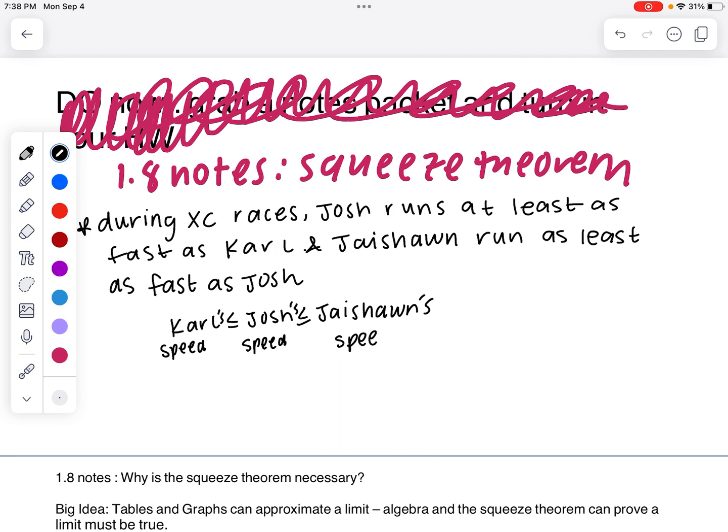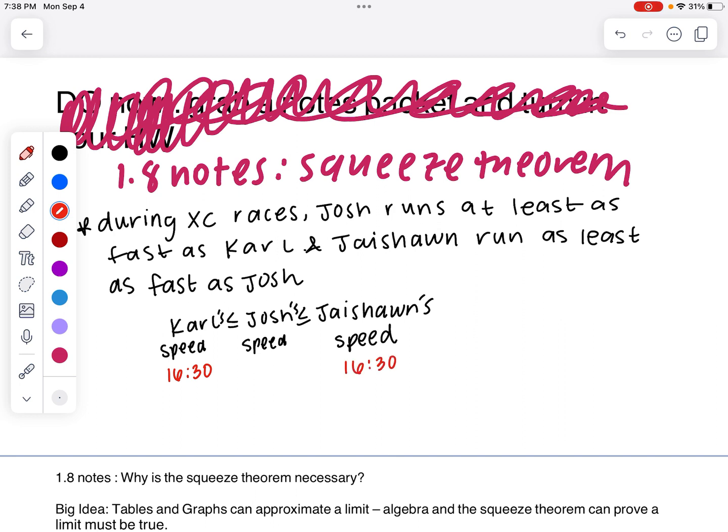So let's say on this particular day, they're at this race and Carl runs a little bit quicker than normal. And Carl runs this 5K in a 16:30. Okay, and then on this particular day, let's say that Jay Sean runs a little bit slower than normal. Jay Sean also runs this 5K at a 16:30.